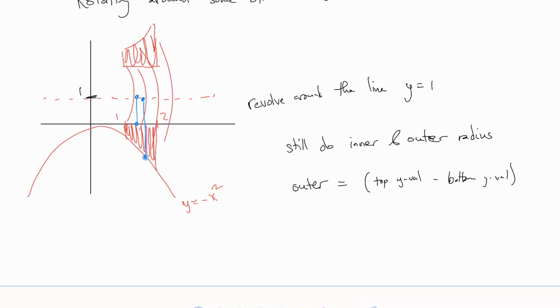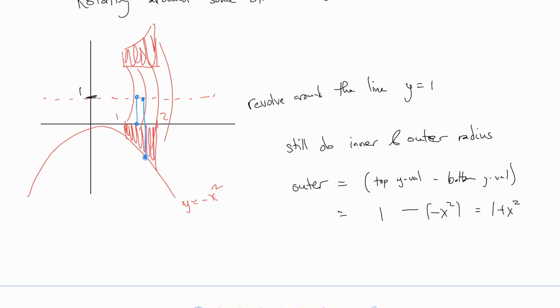What's the top y value of this longer blue segment? It's 1, right? So this is 1 minus, what's the bottom y value? It is the equation of the curve, negative x squared, because the bottom y value is determined by the curve. And what's that? This is what she said at the beginning, 1 plus x squared. If you prefer to think it through another way, that's totally fine with me, but this is how I'm always going to think through the outer radius versus the inner radius.